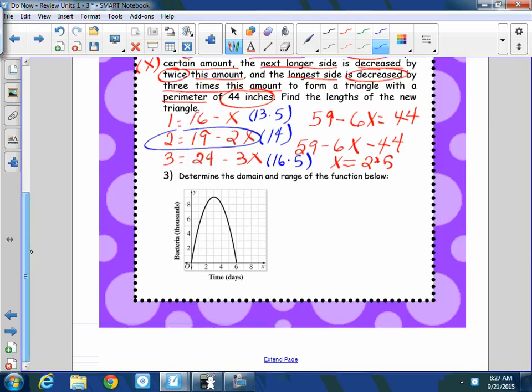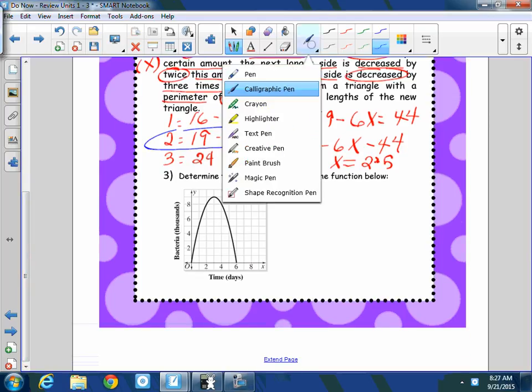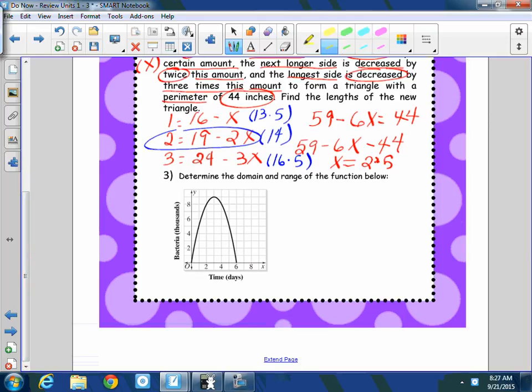All right, determine the domain and range. Okay, domain. Look, I added something. Domain would be your x's, and then your range will be your y's. Use that. Okay, how do I know? D comes before R, X comes before Y in the alphabet.